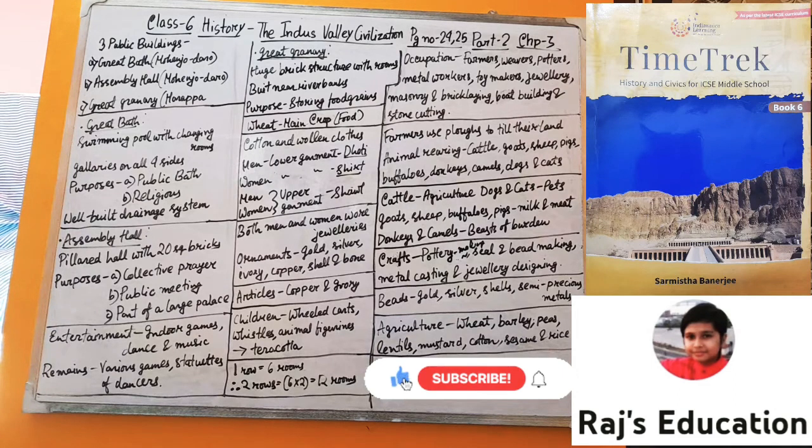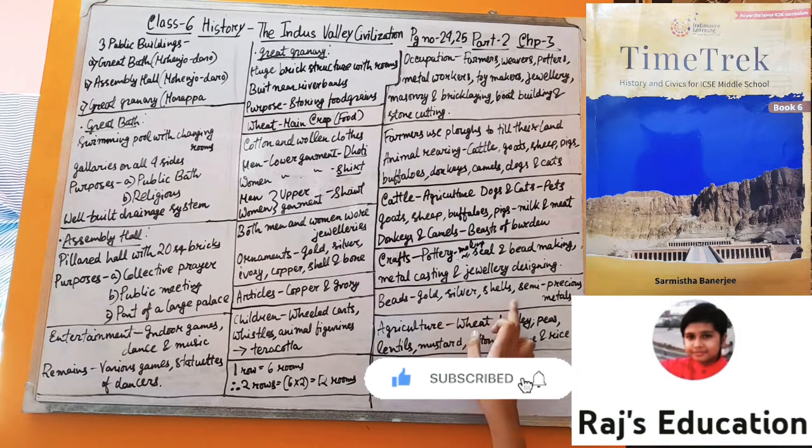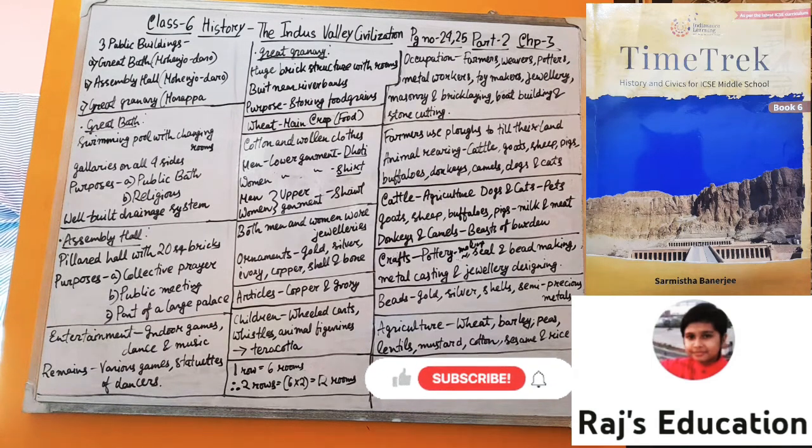And various beads made of gold, silver, shale and semi-precious stones have been found in the Indus Valley sites. So all these things tell us that the Indus Valley civilization was very much advanced in the field of agriculture, in building public structures, in dress and ornaments, in occupations, in animal rearing, and in crafts.